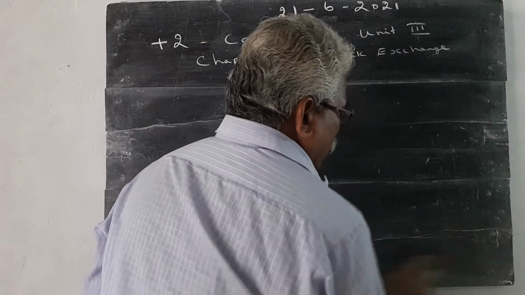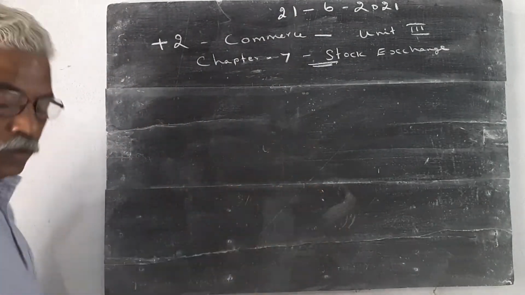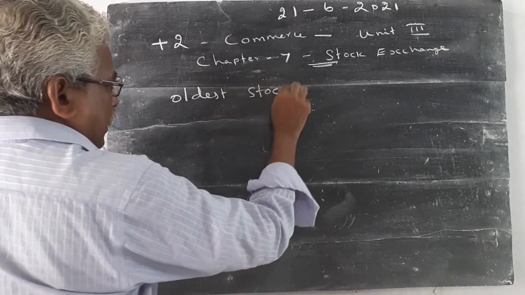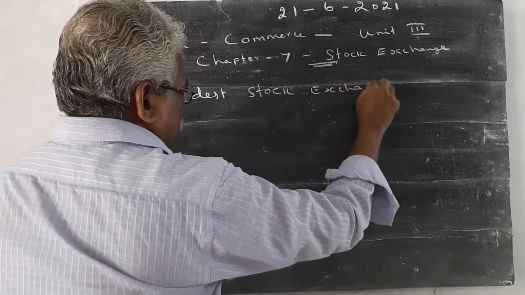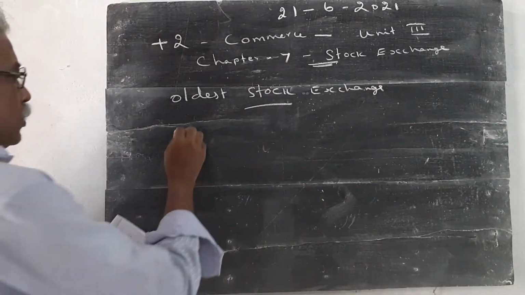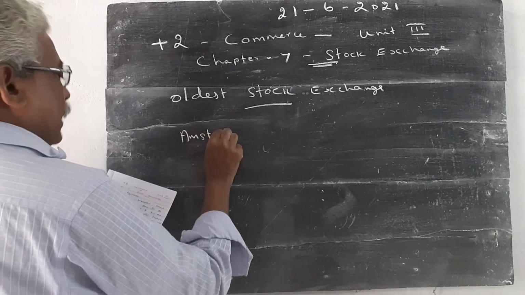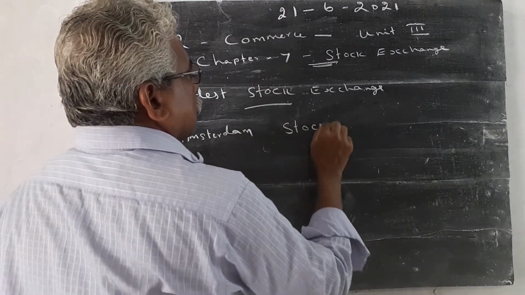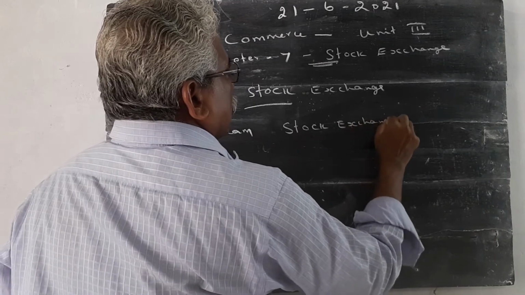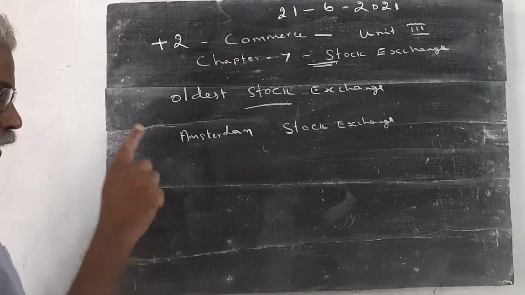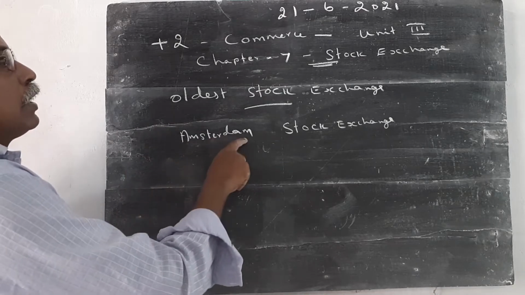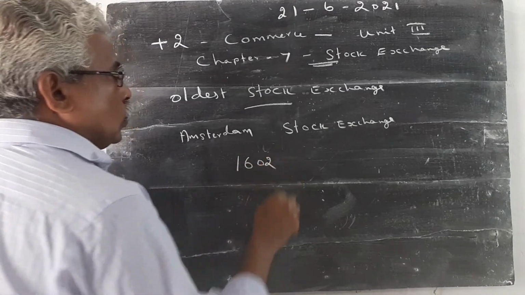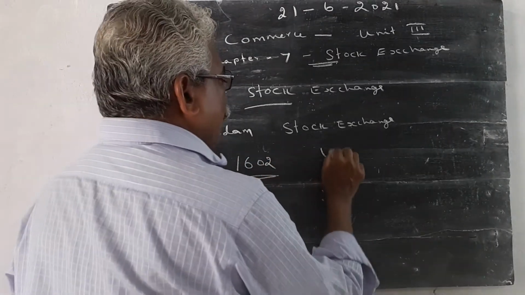Now, the oldest stock exchange in the world is Amsterdam Stock Exchange. The one word question, this question is expected. Oldest stock exchange in the world is Amsterdam Stock Exchange. It was established in the year 1602. It is shortly called as VOC.